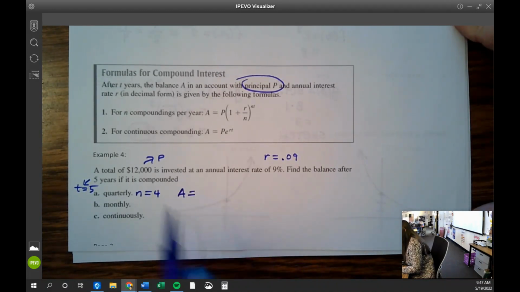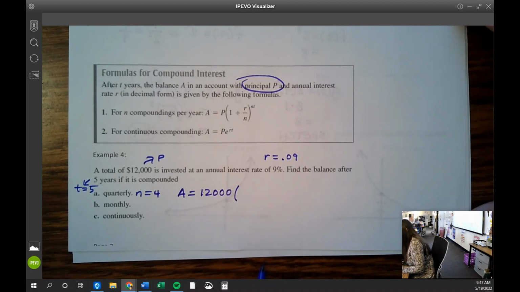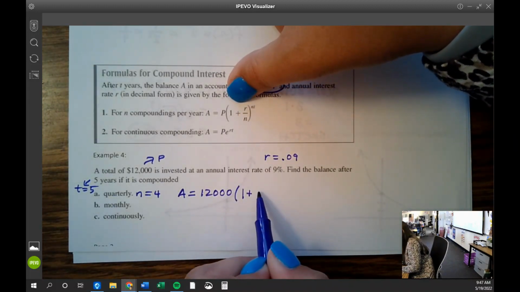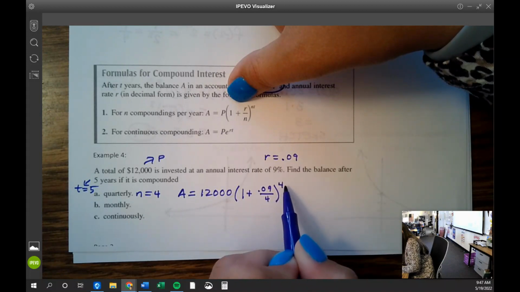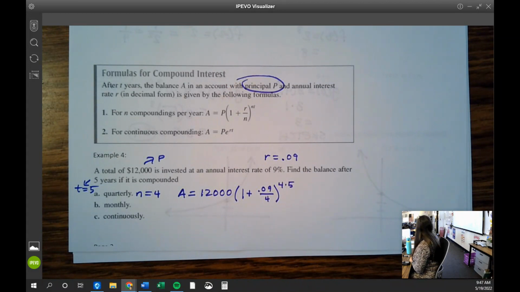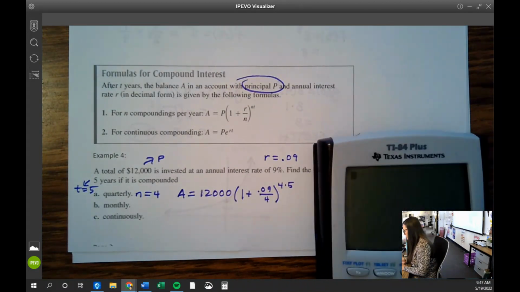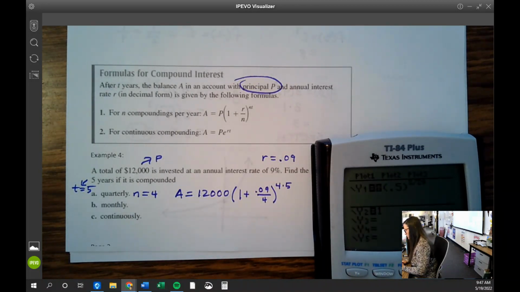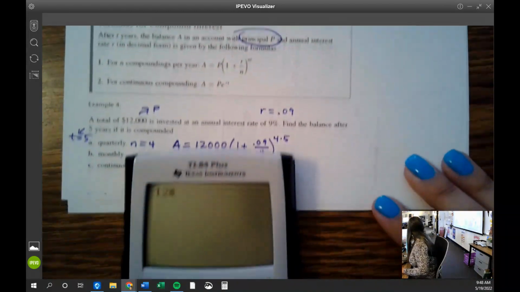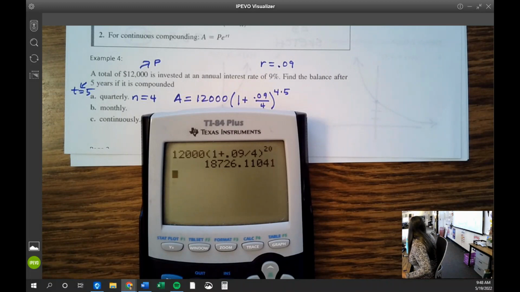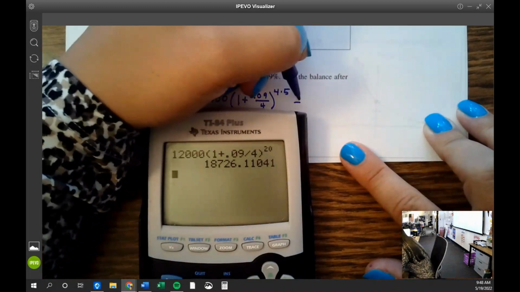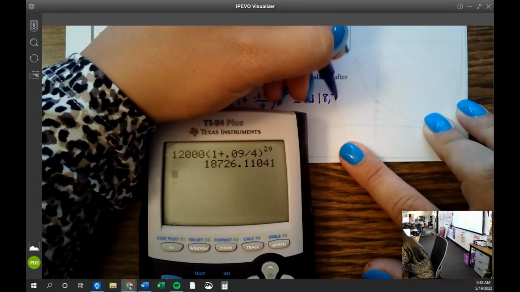So my amount is going to be 12,000 times, and I'm just going to plug the numbers in. 1 plus 0.09 divided by 4, to the 4 times 5, to the 20th. So 18,726 and $11, or 11 cents.